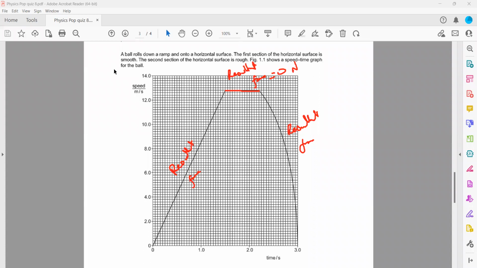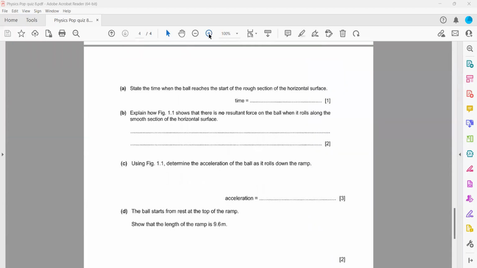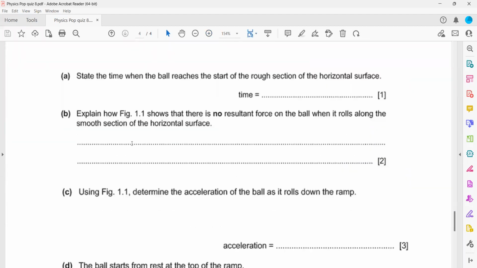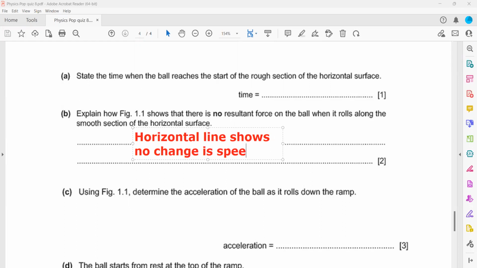So the question is how this shows that there is no resultant force acting, and it's 2 marks. So 1 mark is for mentioning that it is a horizontal line, which shows no change in speed, or acceleration is 0. And when the acceleration is 0, the resultant force will also be 0.